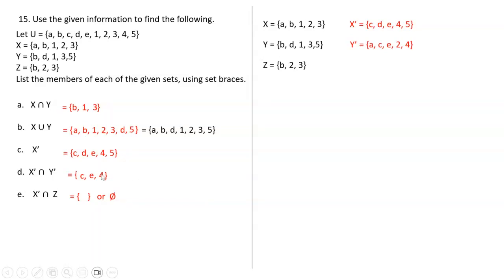So these two mean the same thing, the empty set. It's either this one or this one. You cannot put the empty set symbol right inside the brackets because it's wrong. It's either one or the other.